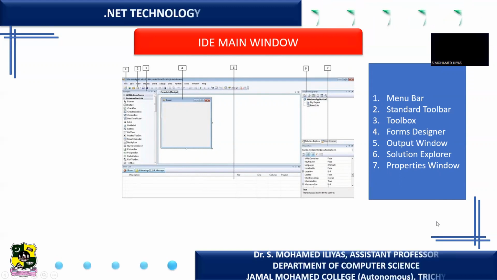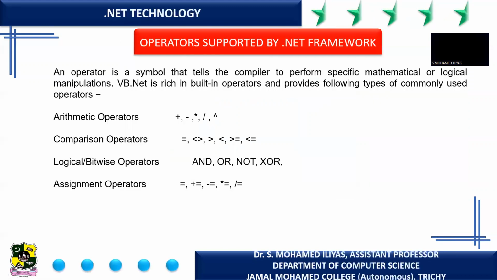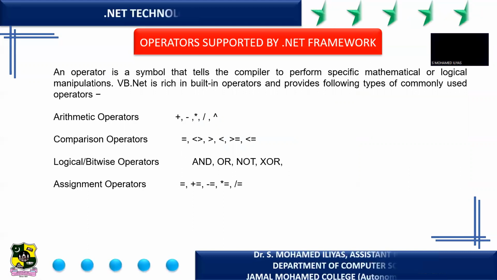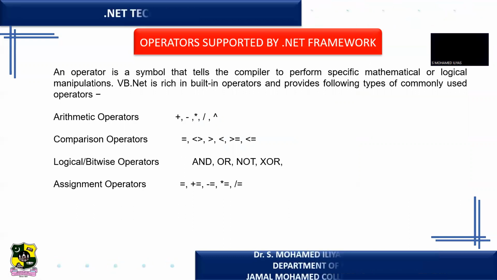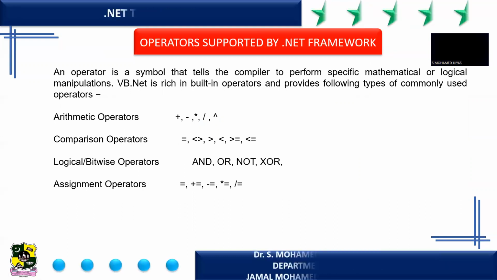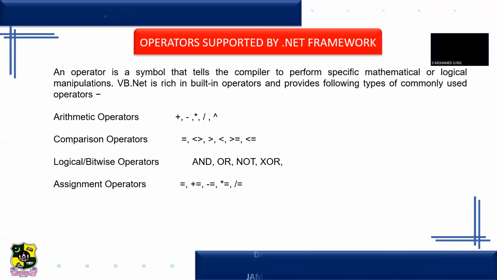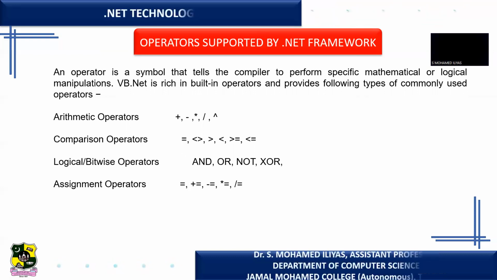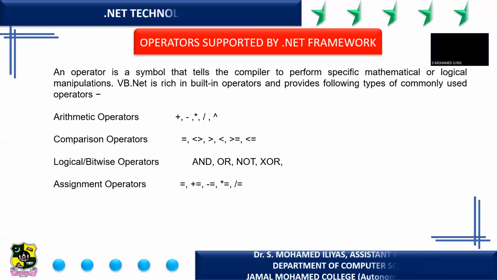Next, we move on to the concept of operators supported by the .NET Framework. What is an operator? An operator is a symbol that tells the compiler to perform specific mathematical or logical manipulations. We have binary operators, unary operators, and ternary operators. VB.NET is rich in built-in operators and provides the following types of commonly used operators.